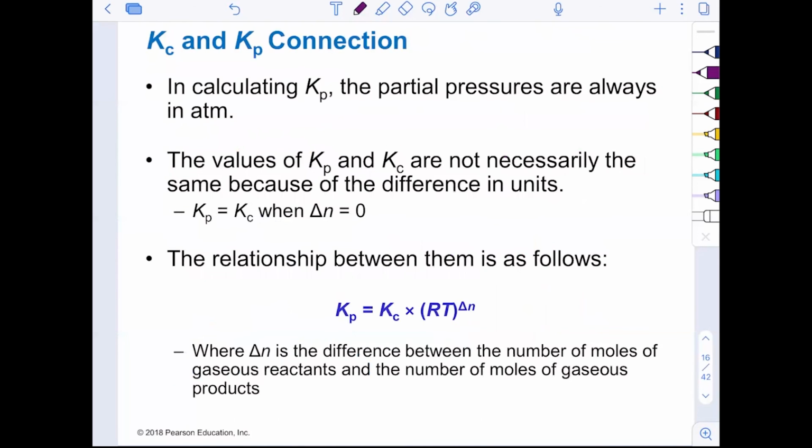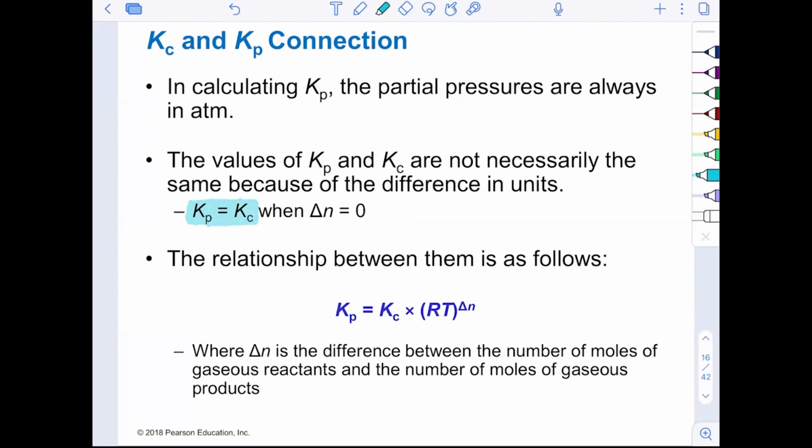Now, concentration and pressures are very different. They are definitely different units. So in calculating the Kp, the partial pressures are always in atm. When calculating a Kc, the concentrations are in molarity. The values of Kp and Kc are not necessarily the same because of these different units that we derived them from. The only time Kp and Kc will be the exact same is when there is no change in the overall moles of the reaction.